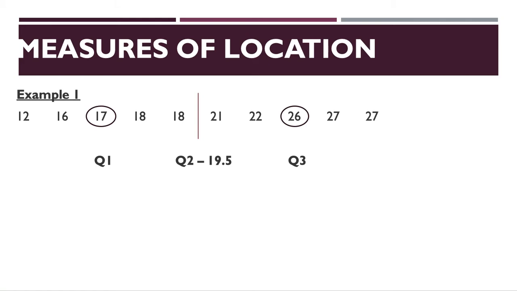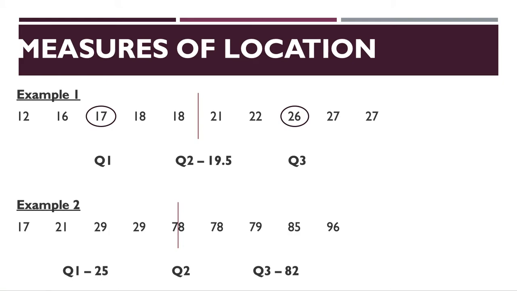Let's try this for the second example. Again, we have to first divide the data set exactly in half, and we determined before that there was a single number located exactly in the middle of the data set. That number was 78. That was our median, also known as Q2.